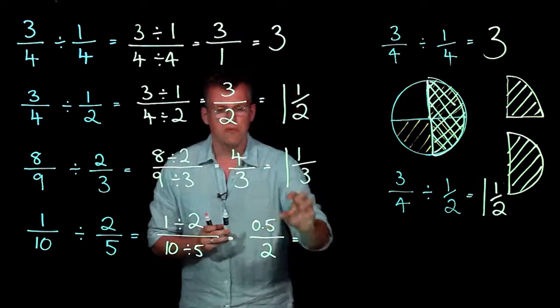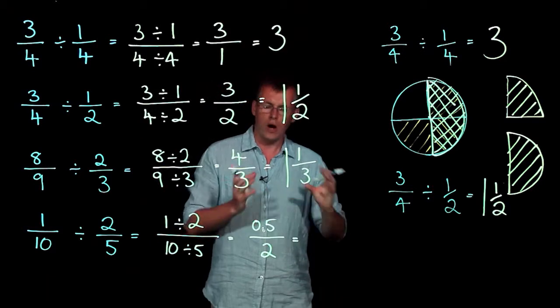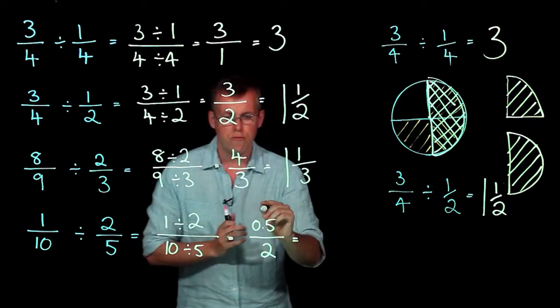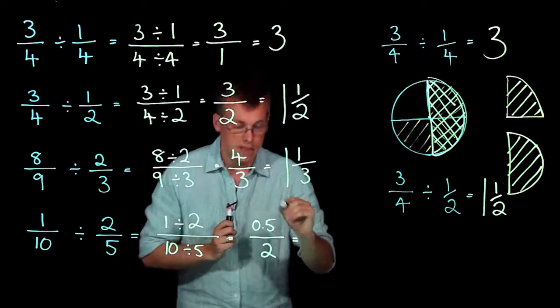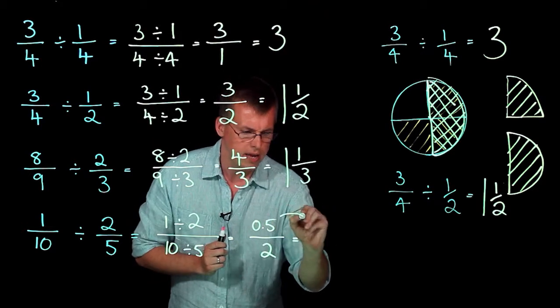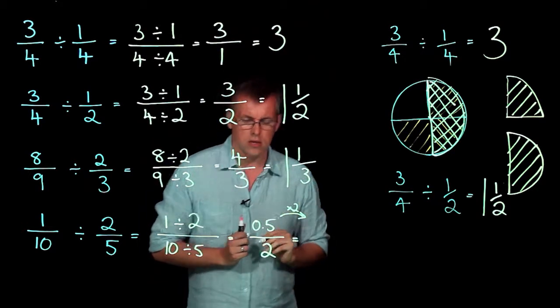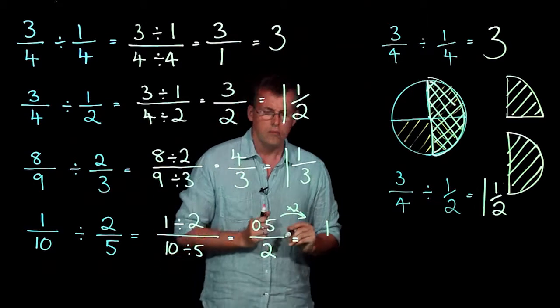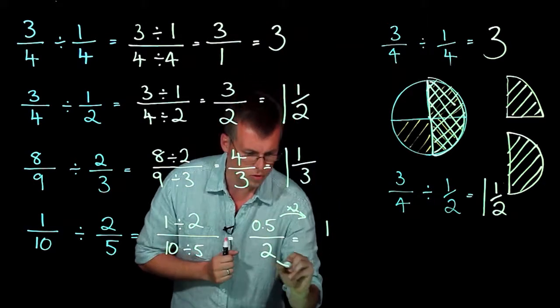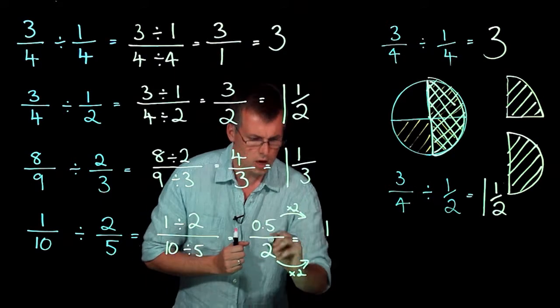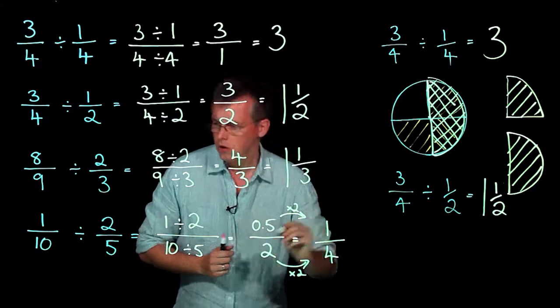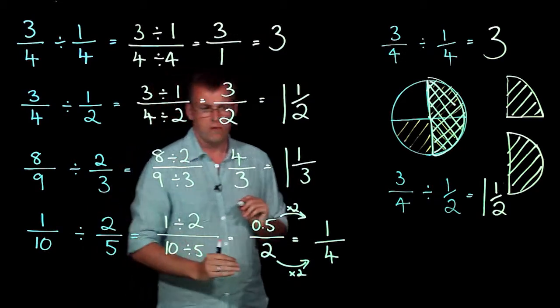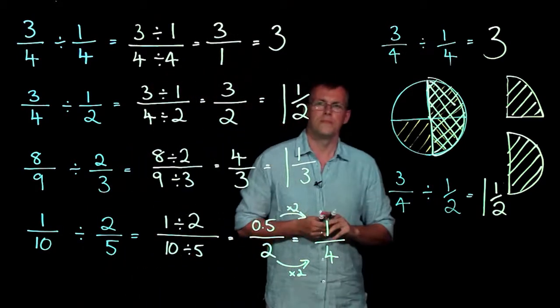So I've got to find something equivalent to this with whole numbers. The way I get rid of this decimal in particular is if I double the size of that. If I double a half, I get a whole one. But if I double the numerator, I must double the denominator. If I double 2, I get 4. So a 10th divided by 2/5 is 1/4.